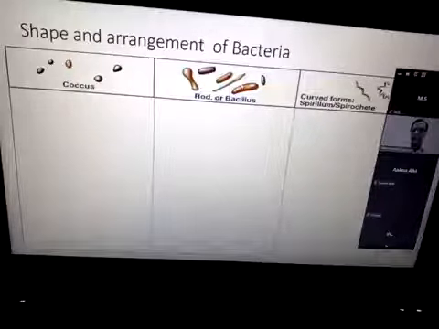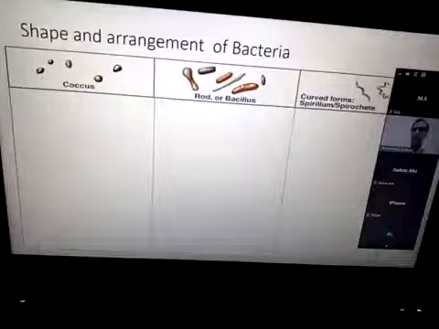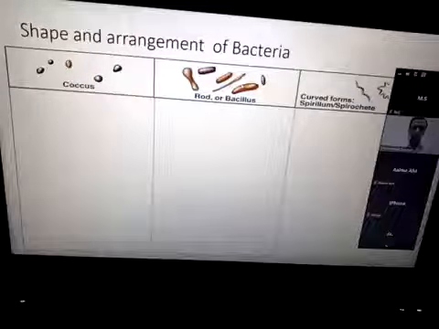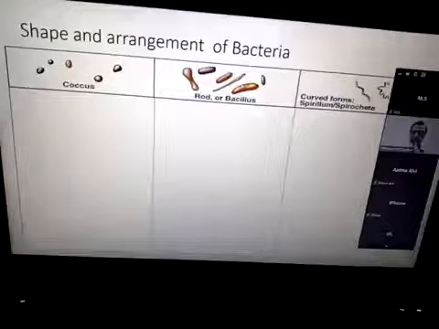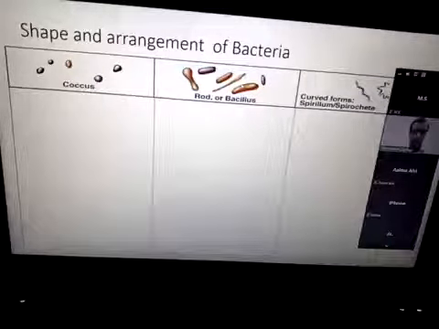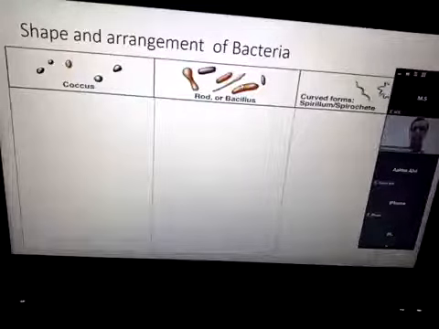Is it in chains? Is it in clusters? Is it in large clusters? Is it in small diplococci? Is it in small chains? Whatever the arrangement, we have to be very clear that it's a cocci, and in which arrangement. If it's bacilli, what is the arrangement? If it's a spiral rod, it's spiral or curved, so how many curves is that? So it's very important. Whenever we talk about cocci, ask which type of cocci.